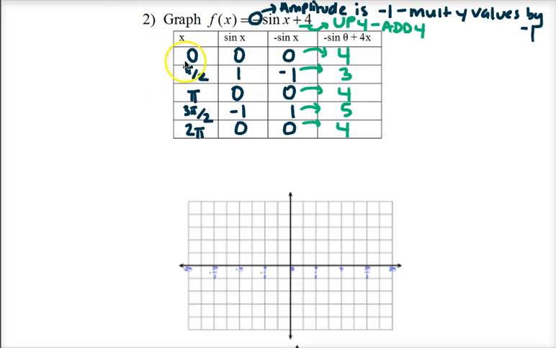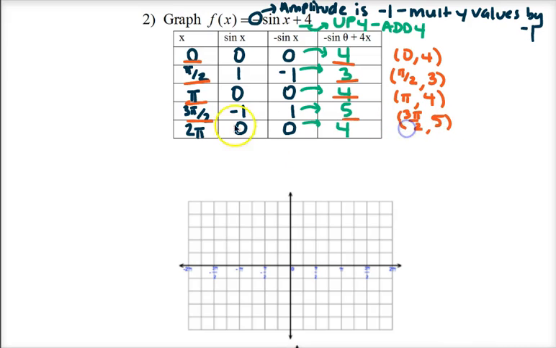So now what points am I dealing with? X value 0 outputs 4. X value is pi over 2 outputs 3. X value is pi outputs 4. X value is 3 pi over 2 outputs 5. X value 2 pi, output value 4.